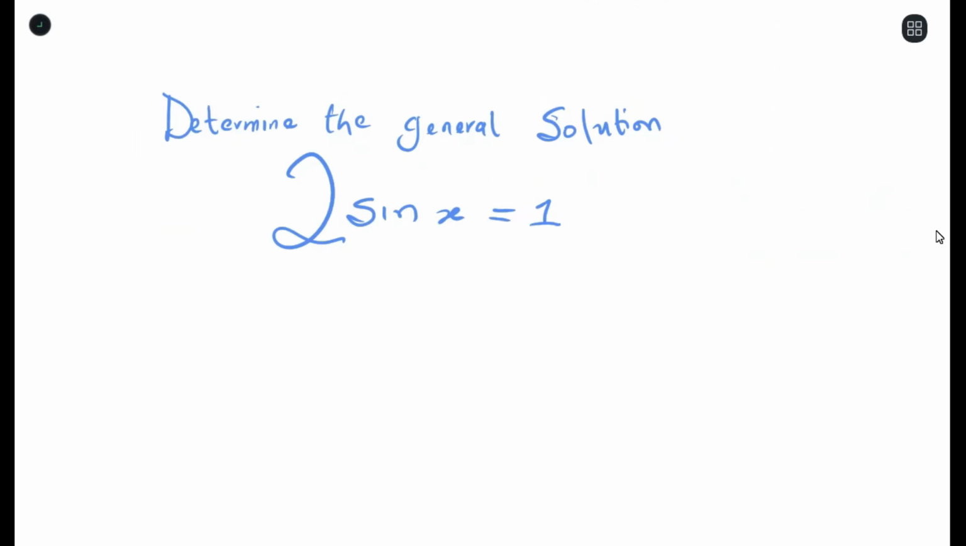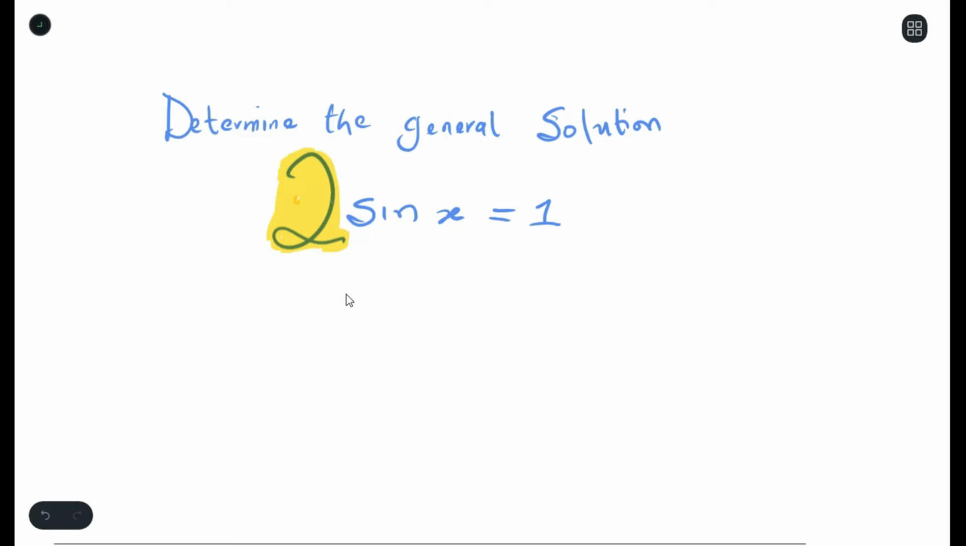So we have this example. It says determine the general solution of 2 sine x equals to 1. And normally whenever you get a question and you have to get your general solution, the first thing you have to do is try as much as possible to make sure your trig ratio doesn't have any value before it. What I mean is we try as much as possible to make sure that this 2 that we have over here is not there. We move it over to the right hand side and we simplify it.